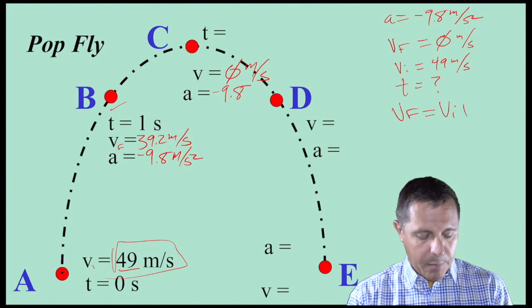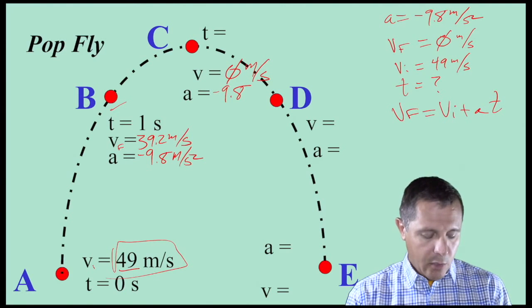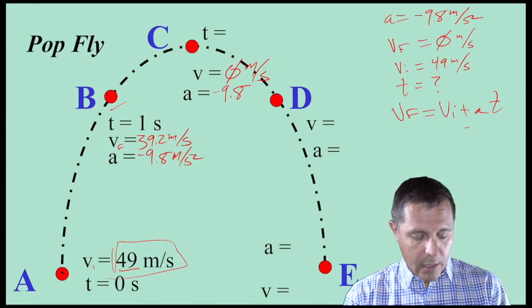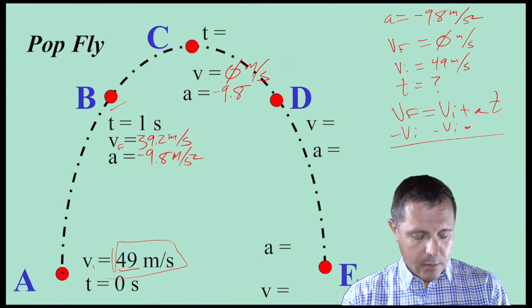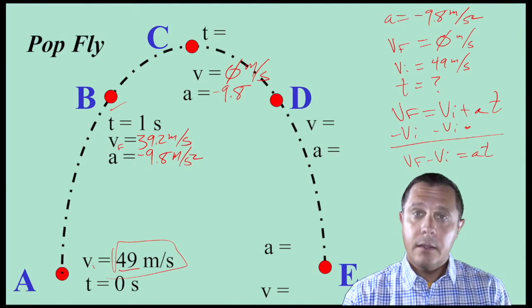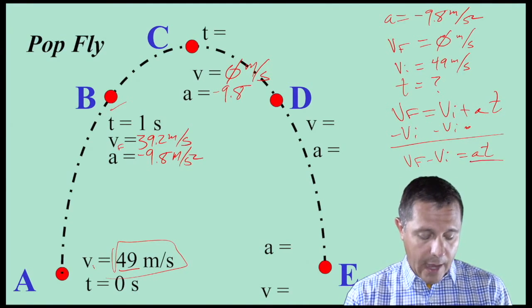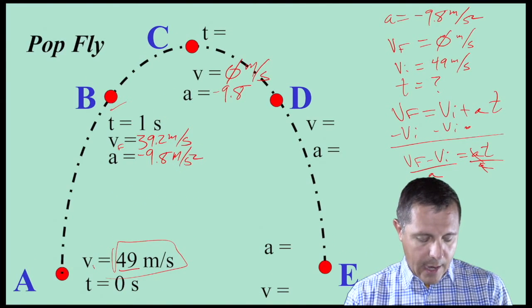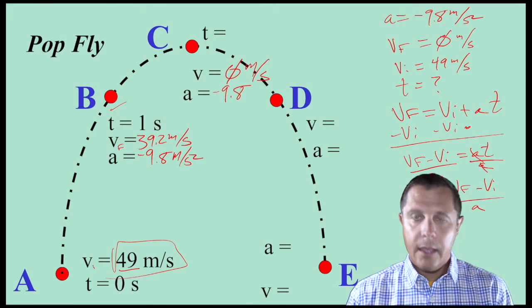Again, I can pick my equation, but the equation that jumps out at me is VF equals VI plus AT. I do my algebra. I'm going to subtract VI from both sides. So far, so good. I have VF minus VI is equal to AT. Now I'm going to divide both sides by A, so the A's cancel out. And I have time is equal to VF minus VI divided by A.